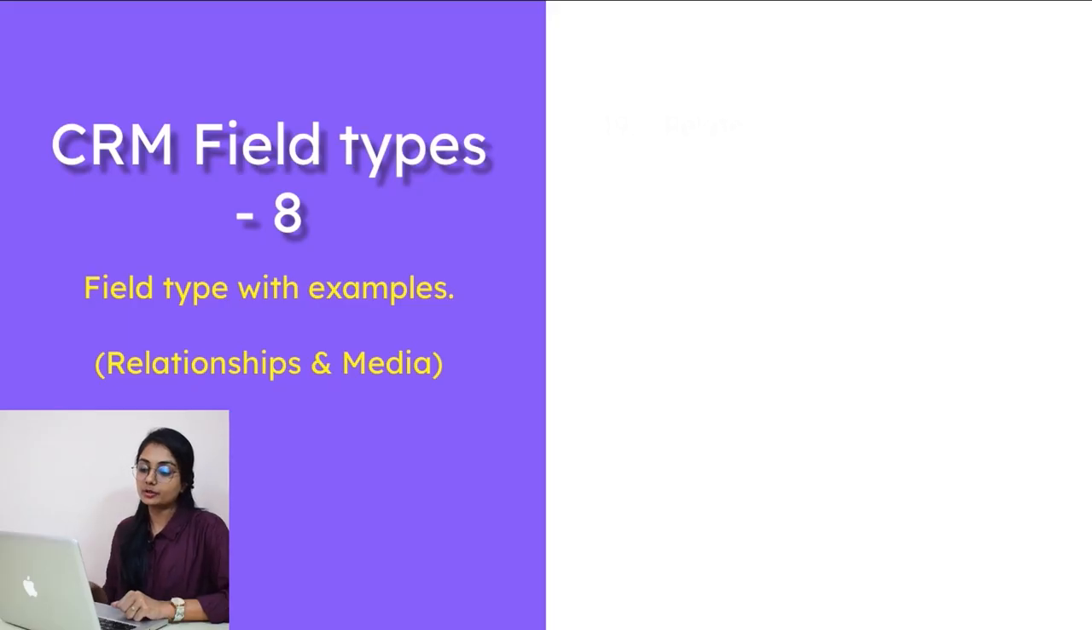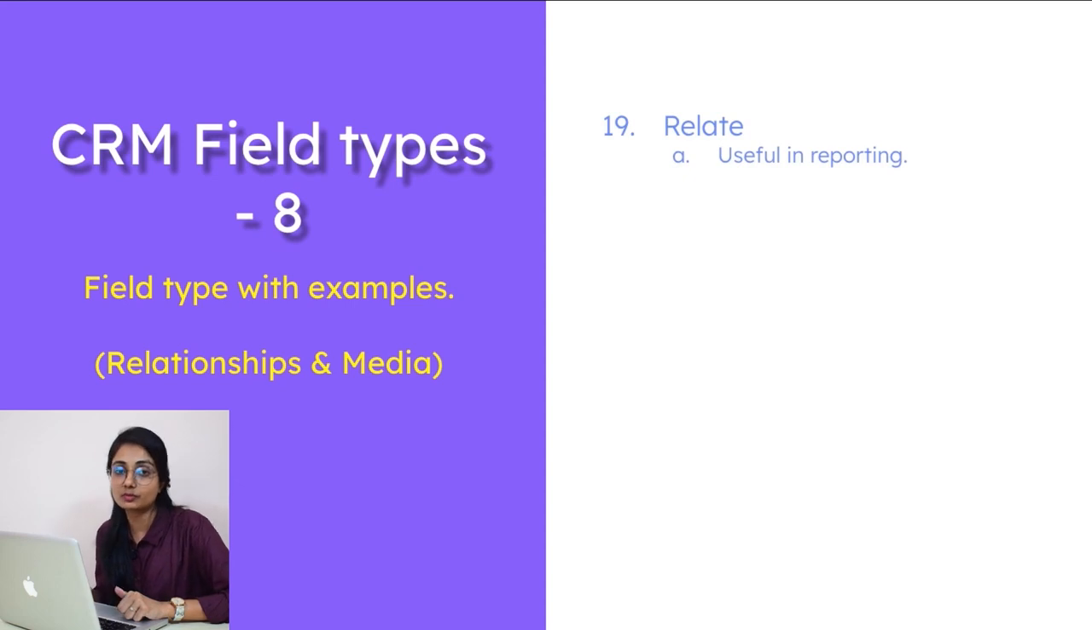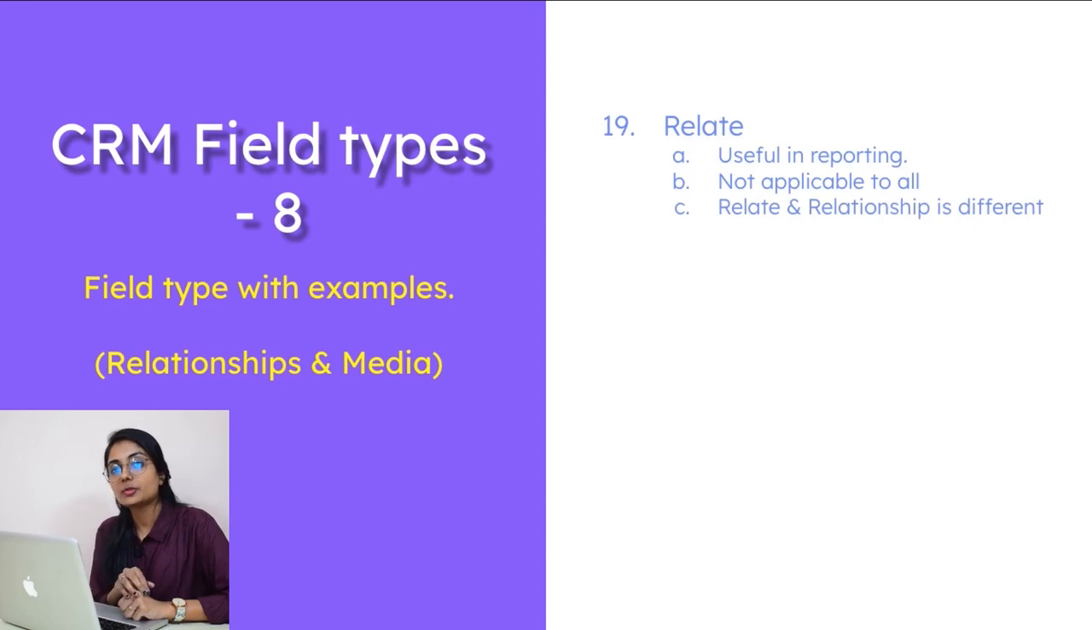Next, we have our field types which are related to relationship or media. What all field types do we have for this? First one is the relate field. The relate field is useful for reporting. This field type is actually the same as a relationship, the only difference being that when we create a relationship between two modules, we can use the data of any module in the report at any point of time.